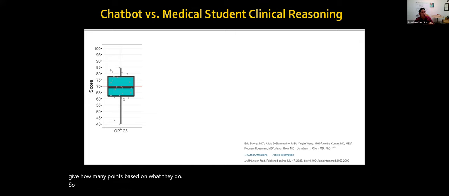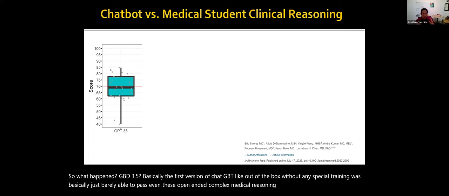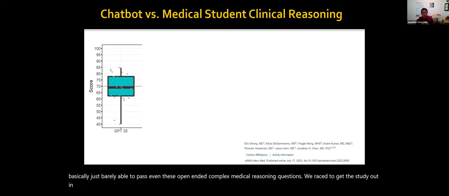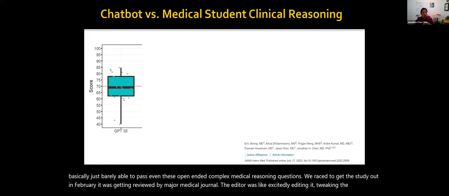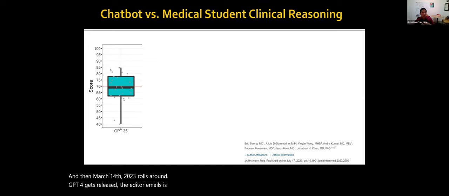So what happened? GPT-3.5, basically the first version of ChatGPT, out of the box without any special training, was basically just barely able to pass even these open-ended complex medical reasoning questions. We raced to get the study out in February. It was getting reviewed by a major medical journal. The editor was excitedly editing it, tweaking the last words. And then March 14th, 2023 rolls around. GPT-4 gets released. The editor emails us back two days later and says, oh, I think your study is now obsolete. Could you please redo the entire thing all over again?